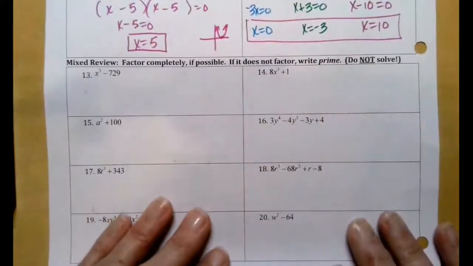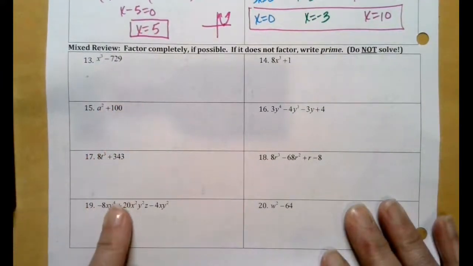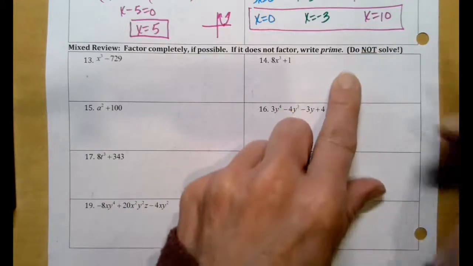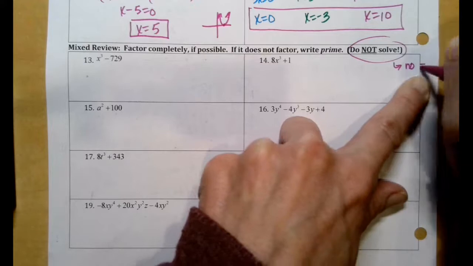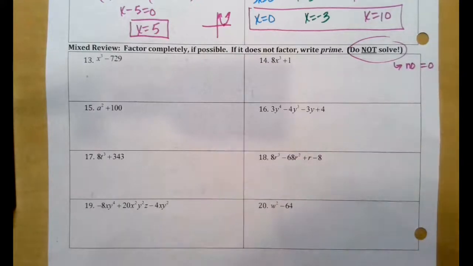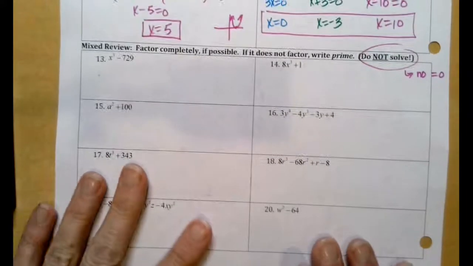All right, mixed review, factor completely. Now notice, no equal signs. So I'm not solving, because how come? No equals 0. They don't have an equal sign. These are just expressions. Difference of two perfect cubes.